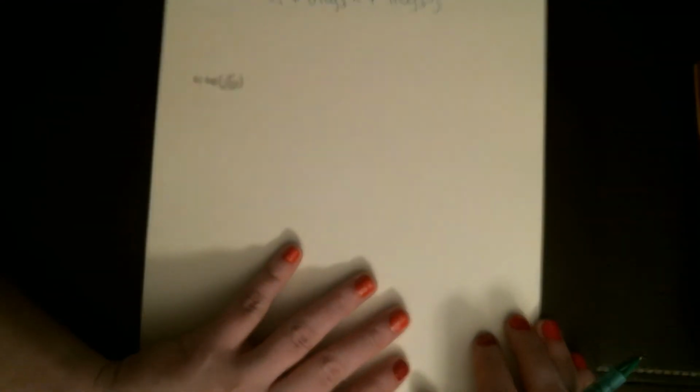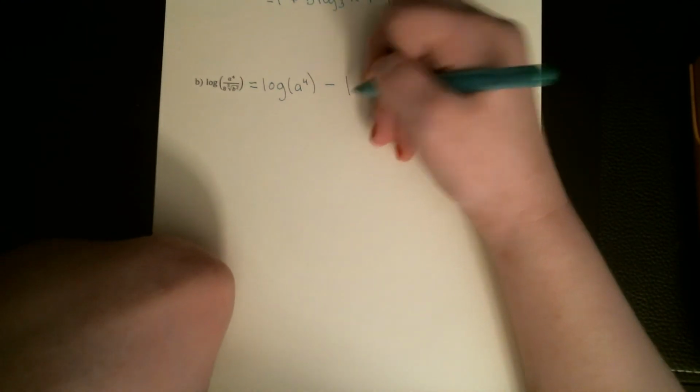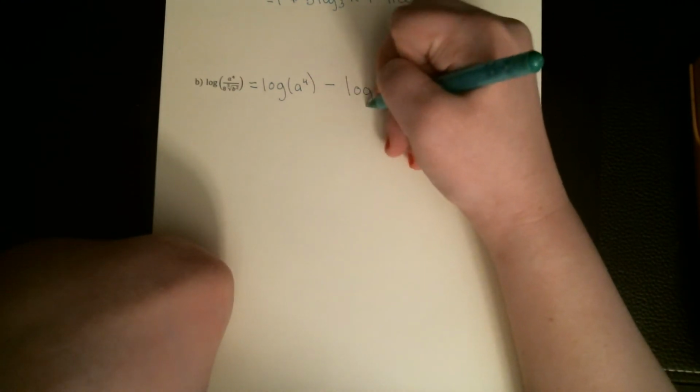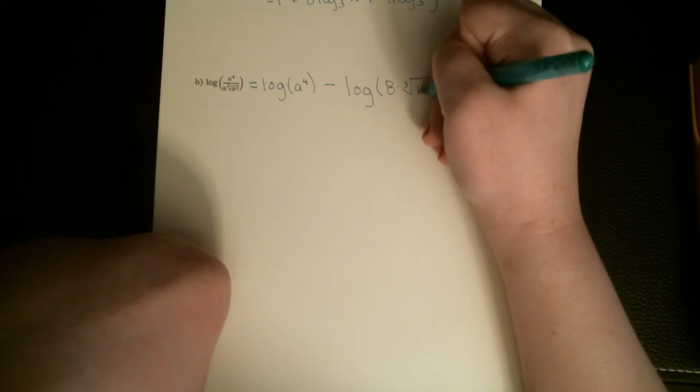Okay, second one, this one has some division in the mix. So we'll want to split this up, and you want to be really careful. You can do this in a couple of steps. So I'll show that, but I also want to point out how you would go straight to splitting it into 3 logs. So if we focus on the division as the big operation inside the log, our difference property says we can split this into the log of a to the 4th minus the log of 8 times the cube root of b squared.